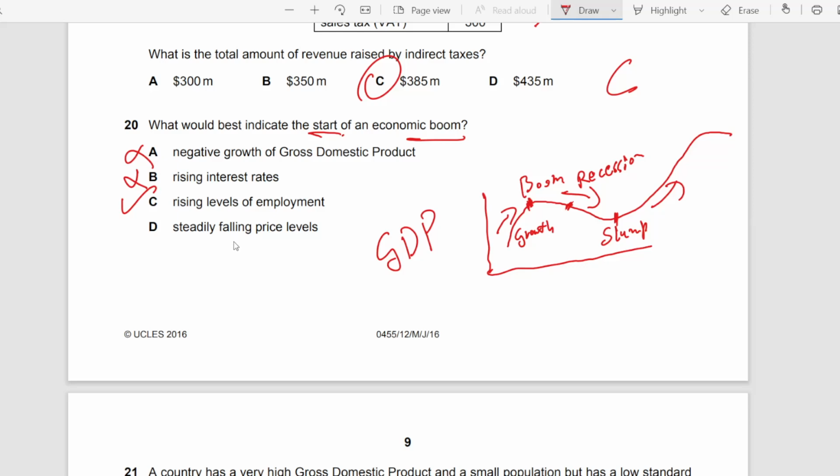A steadily falling price levels. No, price levels will keep on rising because as the spending increases, the GDP grows. As the GDP grows, the inflation levels will also go up. Do you understand? So the correct answer here is the rising levels of employment.